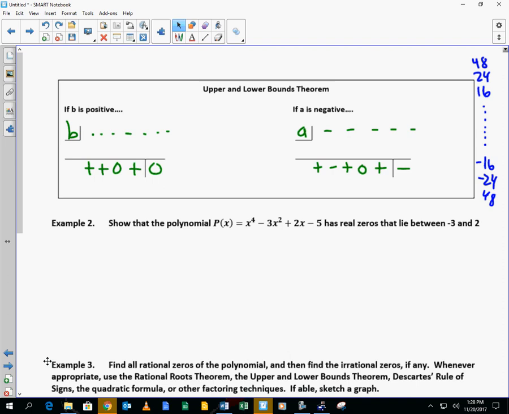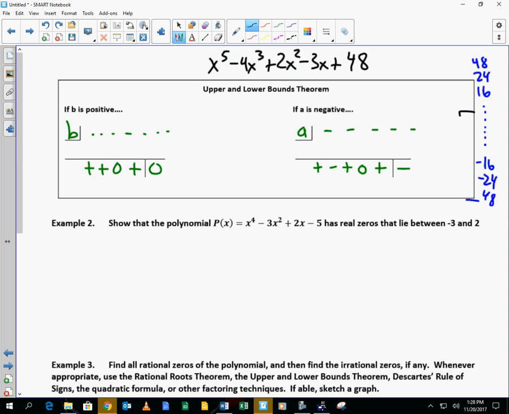The upper and lower bounds theorem says this. Suppose I had a polynomial, x to the 5th minus 4x, you don't have to write this down, plus 2x squared minus 3x plus 48, okay? 48, oh wow, there's lots of choices there, aren't there? Wow, that would be a pain, wouldn't it? And as you look here, I start out at positive 48, and I go all the way down to negative 48. There's a lot of choices in the middle there, right? Wouldn't you like to narrow this list? Like, what if you knew all of your results sat within there, where this was an upper bound and this was a lower bound? Wouldn't that be nice? That would be extremely convenient.